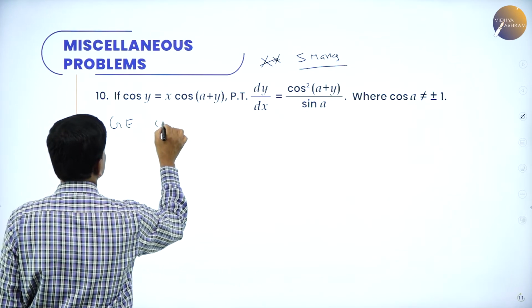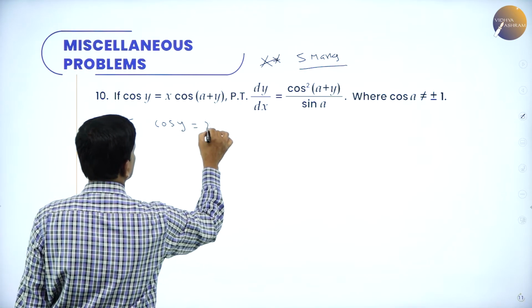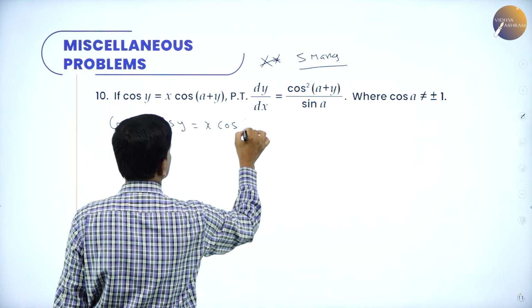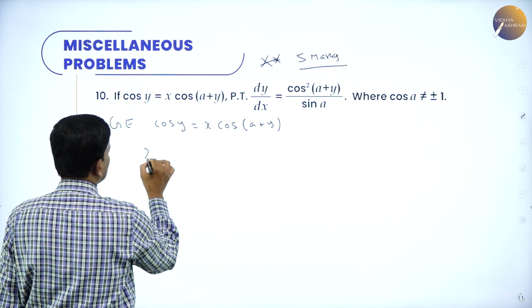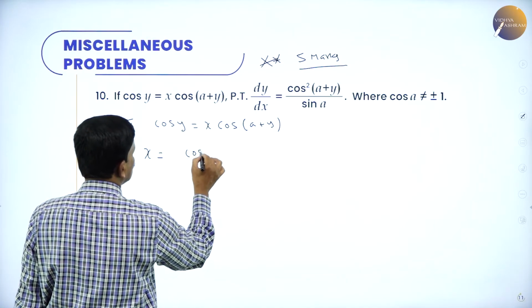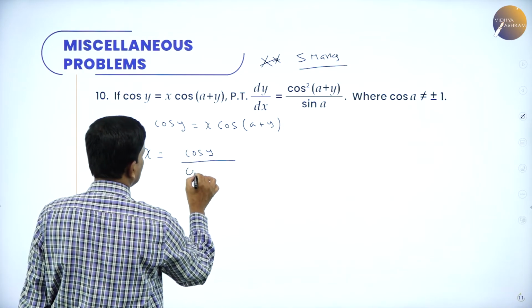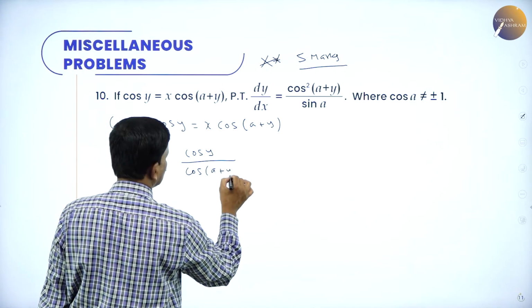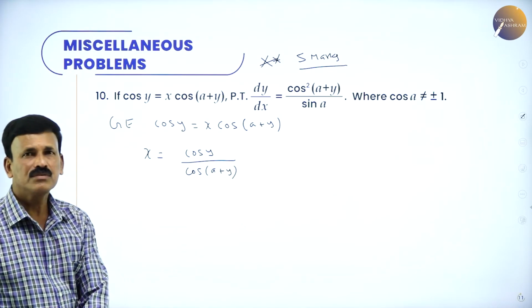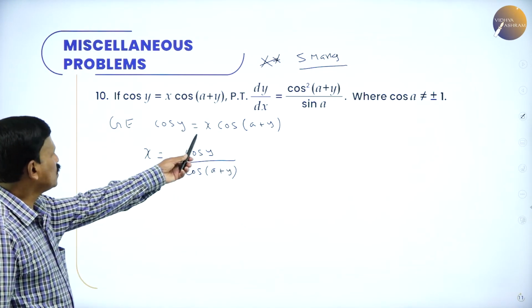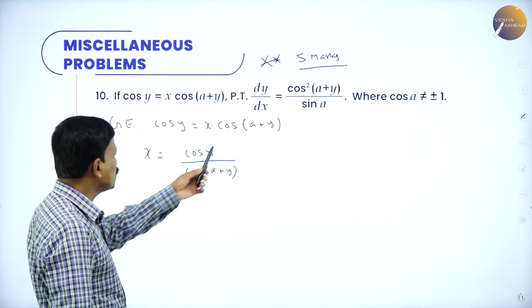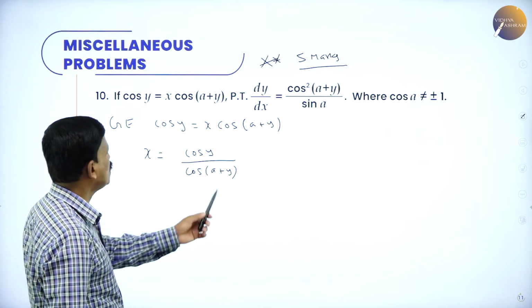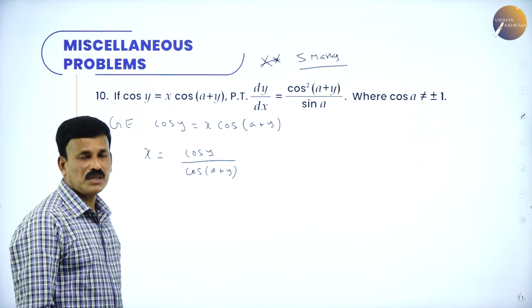The given equation is cos y is equal to x into cos of (a plus y). Bring this to the denominator. x is equal to cos y divided by cos of (a plus y). See here, what is given? Cos y is equal to x into cos of (a plus y). Just keep x here itself and transfer this to the denominator. Therefore, x is equal to cos y divided by cos of (a plus y).